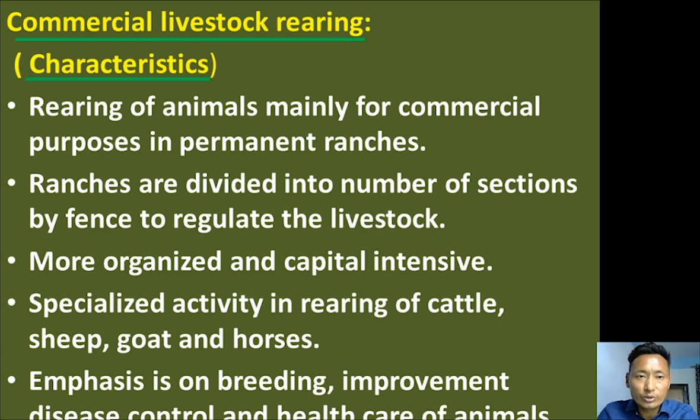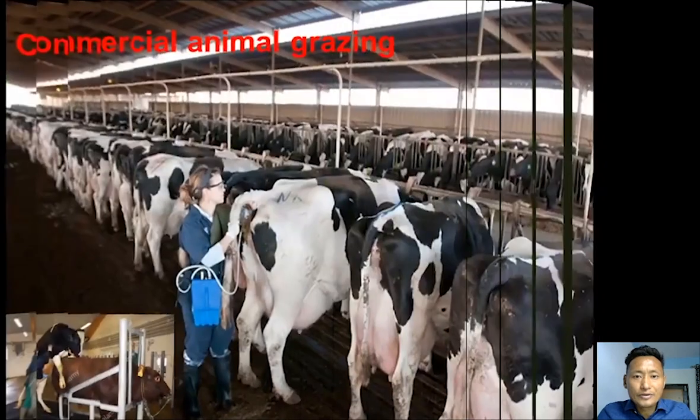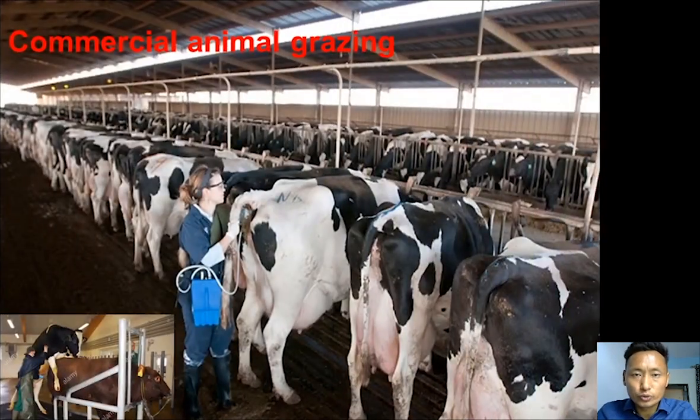So these are some of the characteristics of commercial livestock rearing. This particular picture shows that in our ranches they have made fences. That means this type of commercial animal grazing is more organized, and more expensive and more organized as compared to nomadic herding.